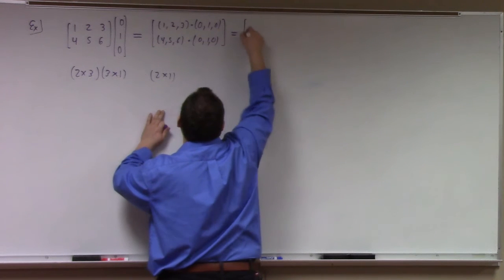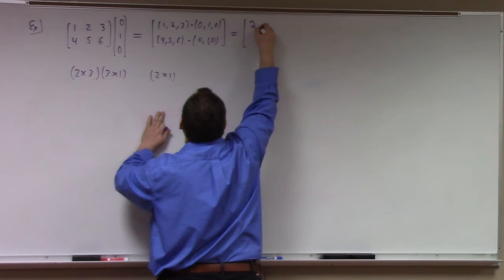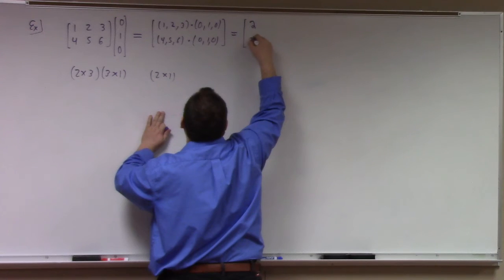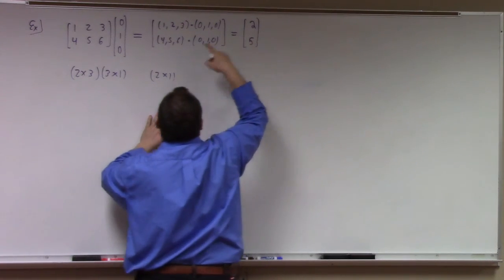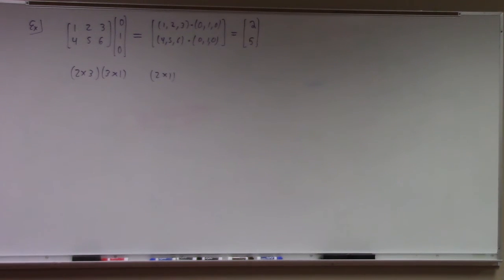So that's just what? 2 and 5. So I get 0 times 1 plus 1 times 2 plus 0 times 3, which is 2. I've got 4 times 0 plus 5 times 1 plus 6 times 0, which is again 5.